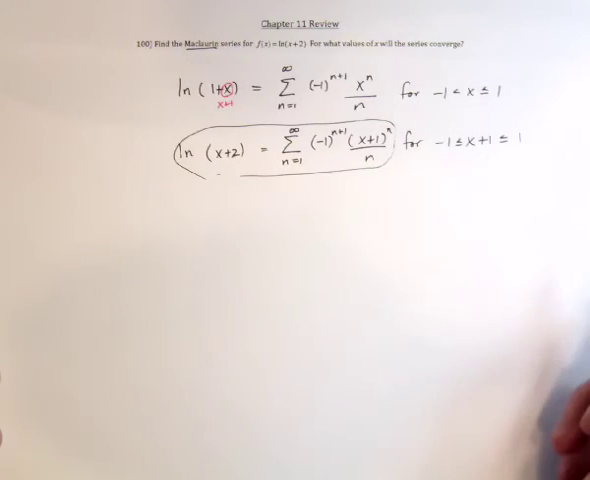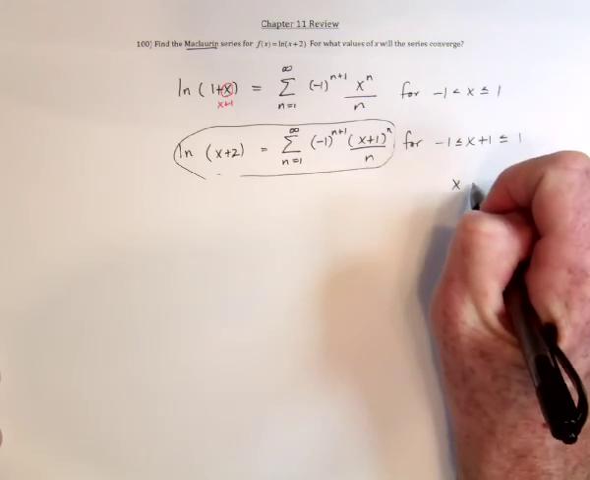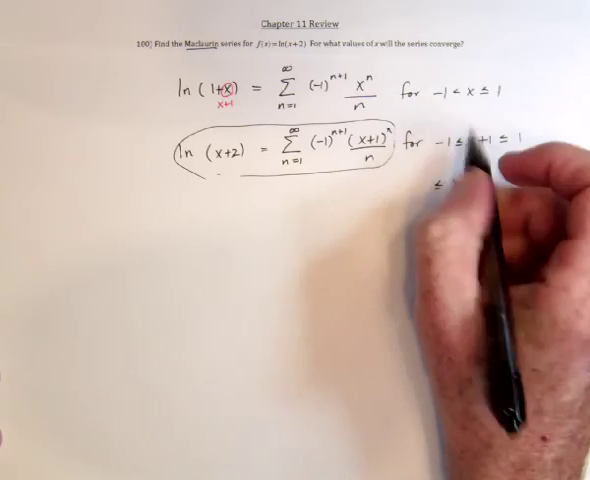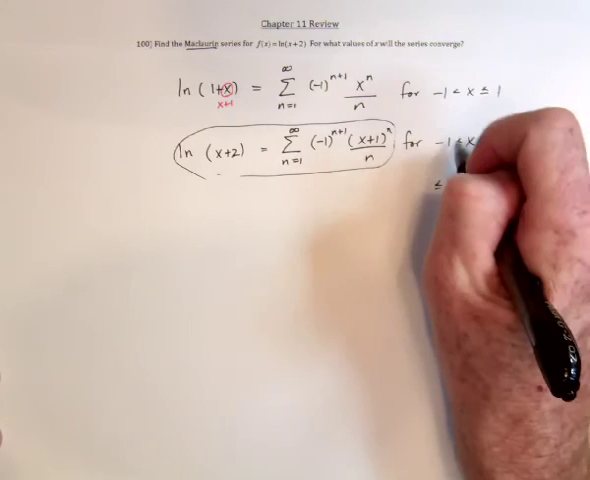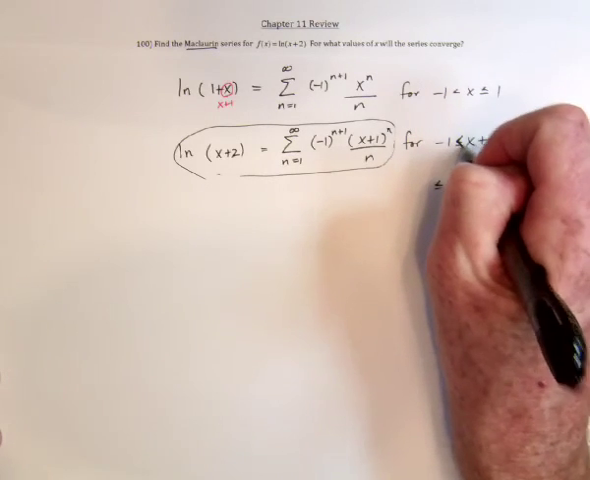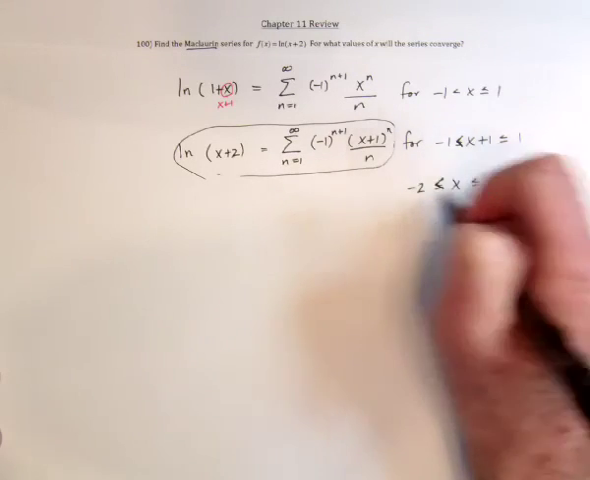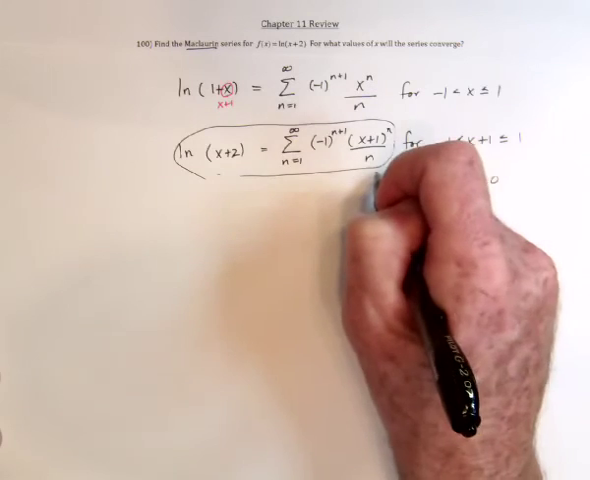For what values of x will it work? So just solve for x here. So subtract 1. Oh, that's not supposed to have n equals. This is supposed to just be less than. And then this would be a negative 2, and this would be a 0, and that would be it.